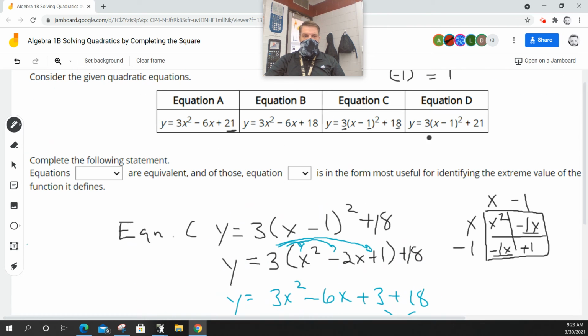So then if I reread the question, it says complete the following statement. A and C are equivalent. And of those, C is the form that is most identifiable for the extreme value. The extreme value occurs at the vertex. We know it's the vertex because it's vertex form. Well, what's the vertex? 1, 18. And that's basically it for that problem.